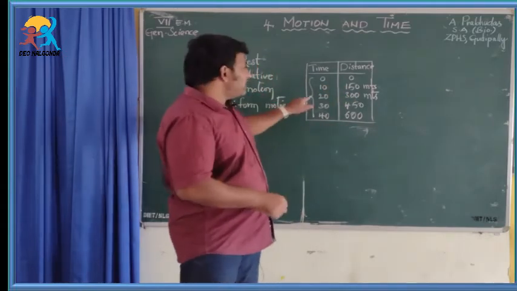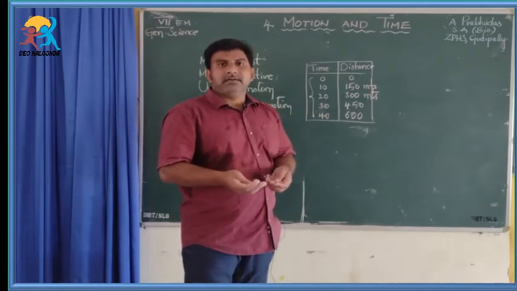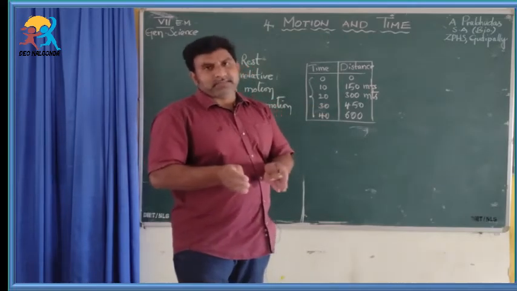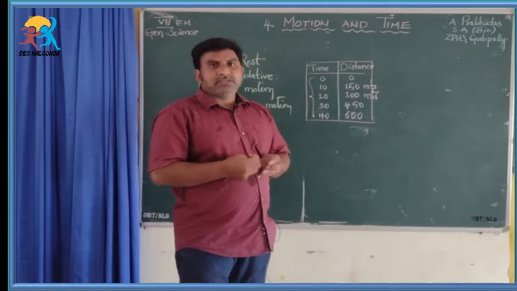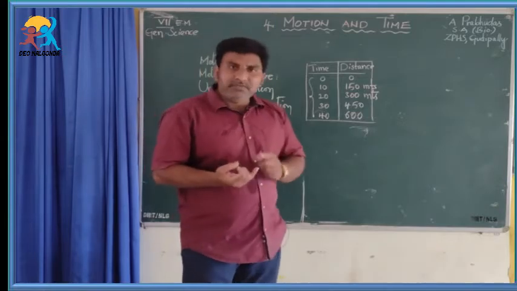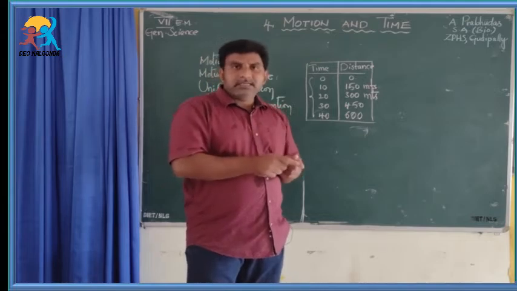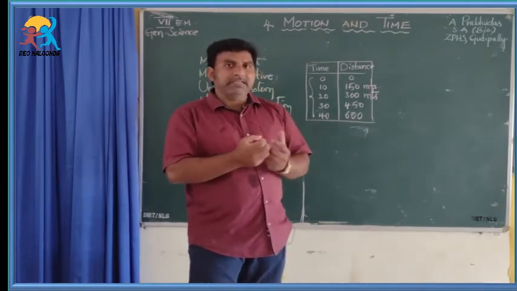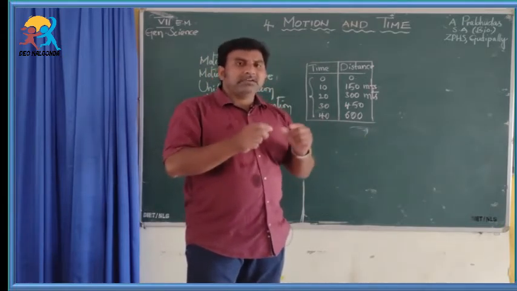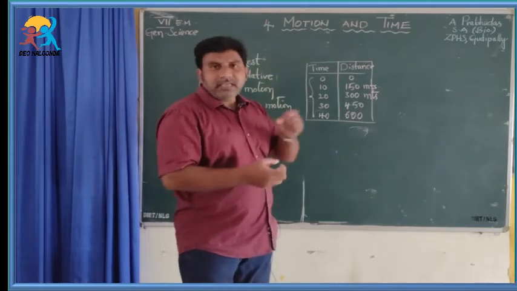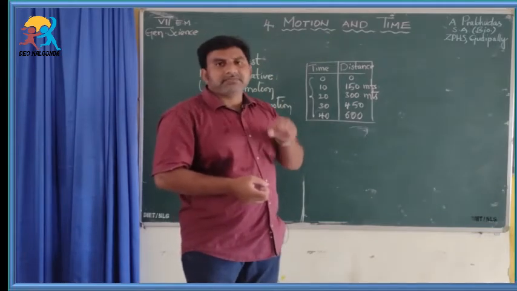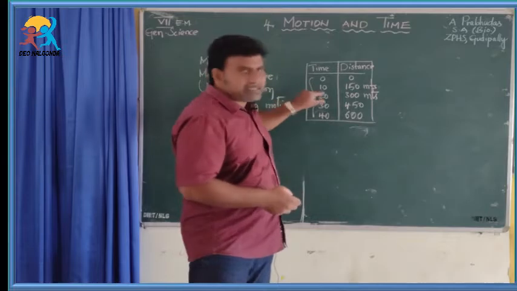Such type of motion is called uniform motion. So I can define again, a body is said to be in uniform motion if it travels equal distances in equal intervals of time. The time interval is 10 seconds here.